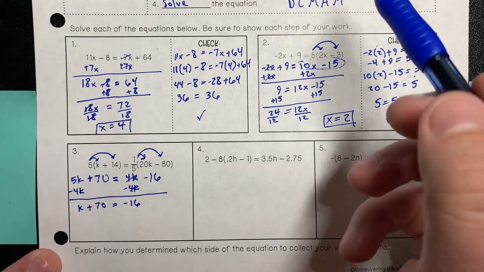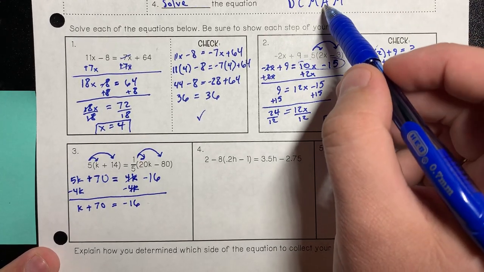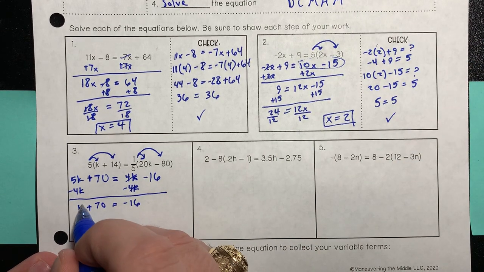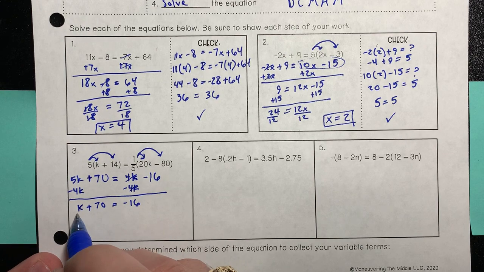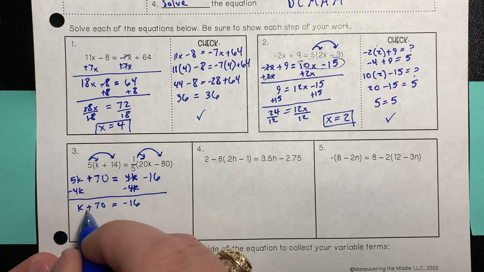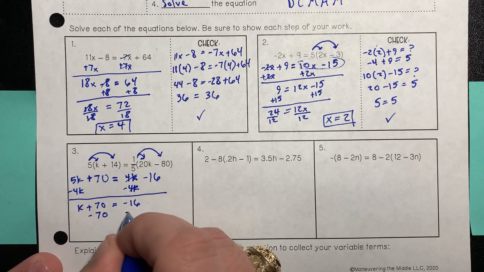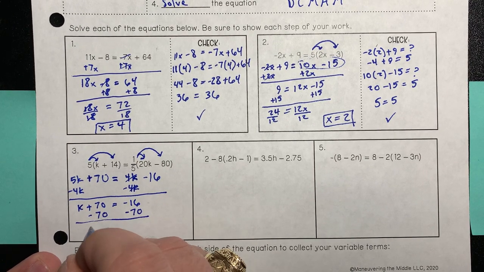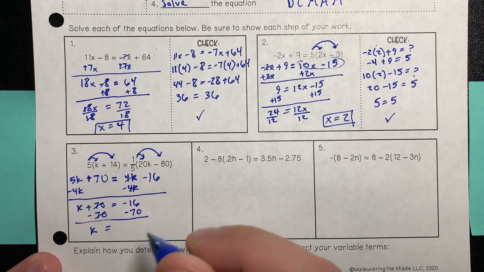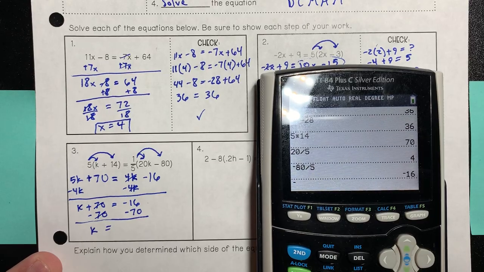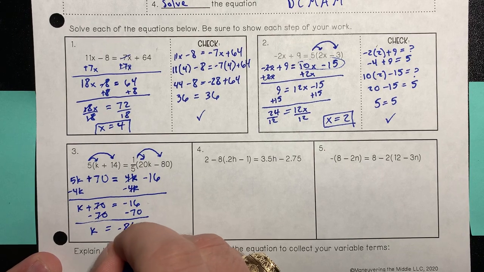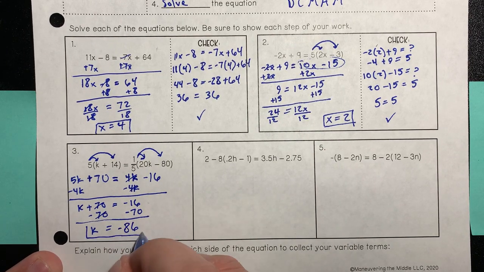And then the next thing that I have to do is add or subtract the constants. And what we need to do here is, like I've said before, get this variable by itself on this left side. And so what we can do next is subtract 70 from this side, right? To get that 70 over onto the right side, leaving us with k over here, because that cancels out, equals, and then what is negative 16 minus 70? That's going to leave us with negative 86. All right, and here's our answer.